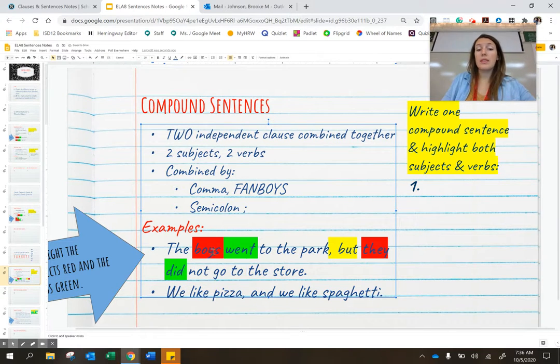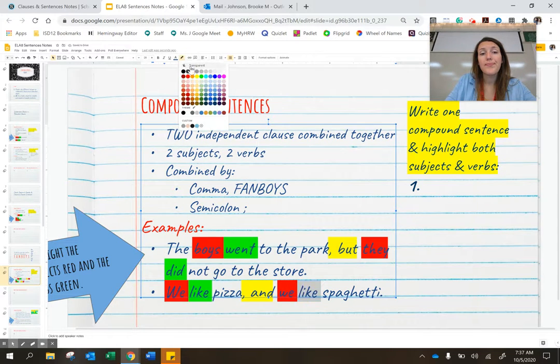So that's a full complete sentence because it has two subjects and two verbs and a comma, but. We like pizza and we like spaghetti. So we, oops, wrong color. Like, comma, and we like. So again, two subjects, two verbs, and a comma and a fanboys word.